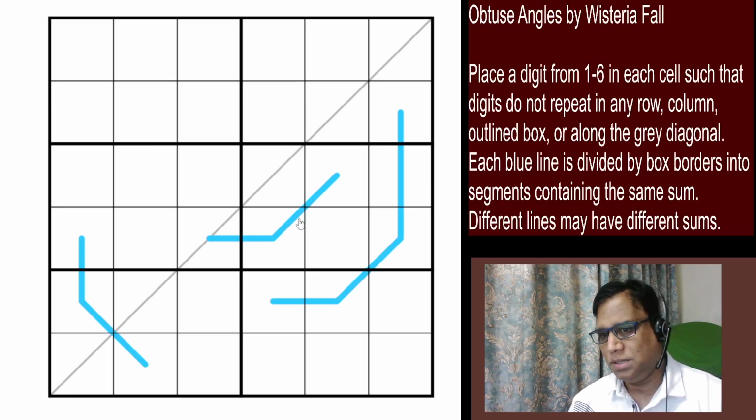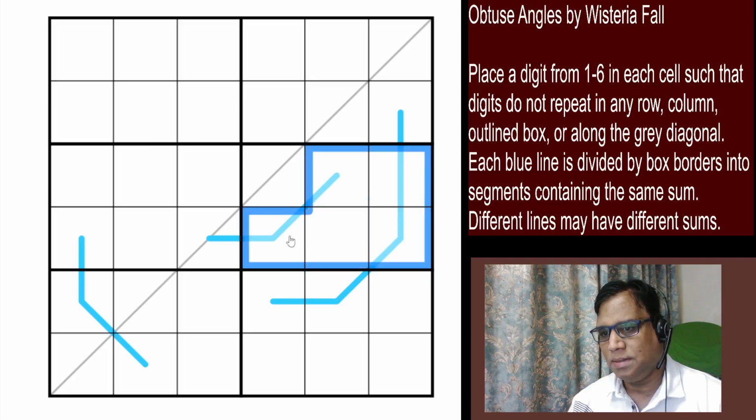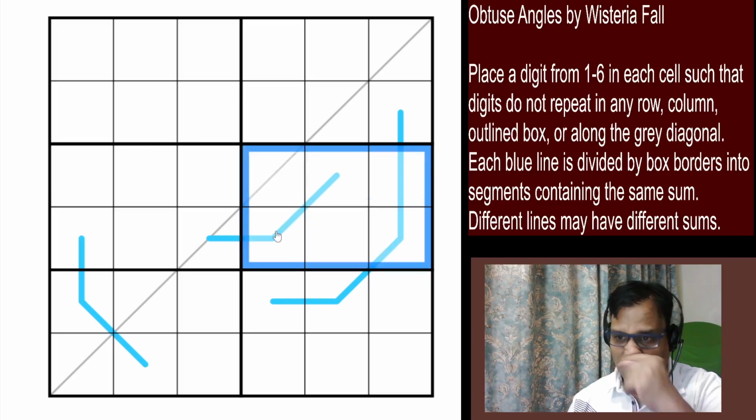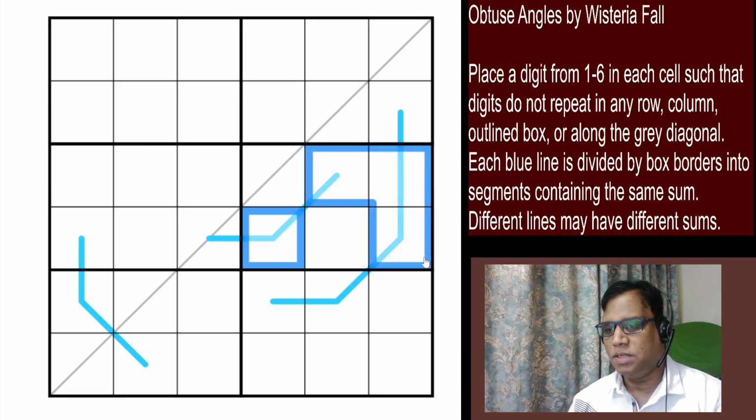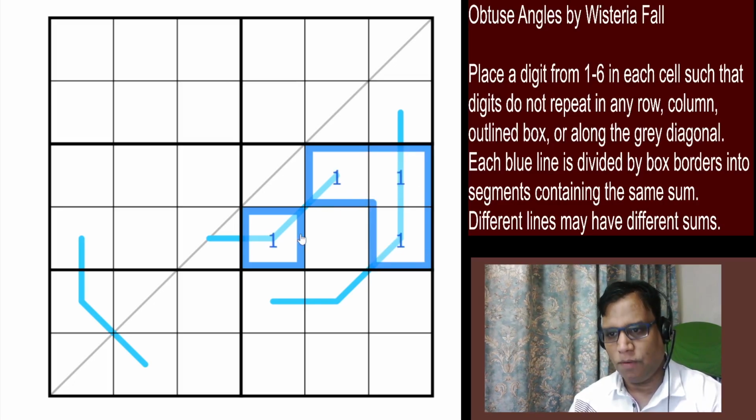So of course, the first thing that we have to start with is looking at this box, right? In this box, you can see that there are these 4 cells which are on the arrow. So minimum these 4 cells will be 1, 2, 3, 4.